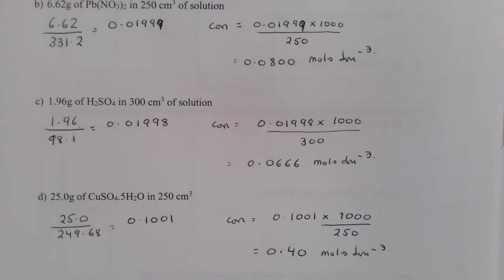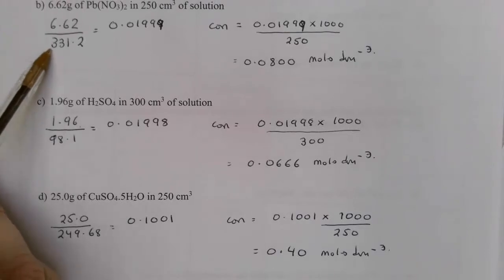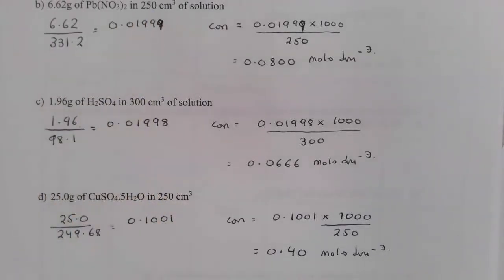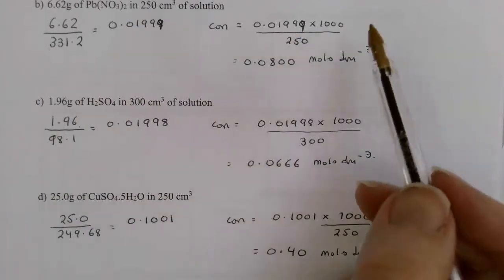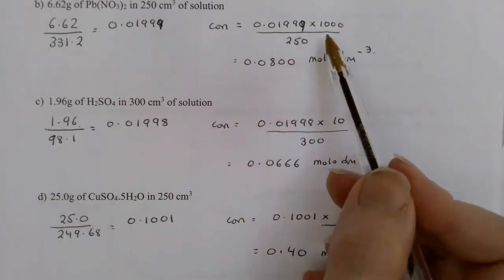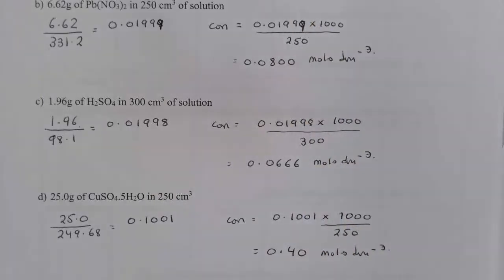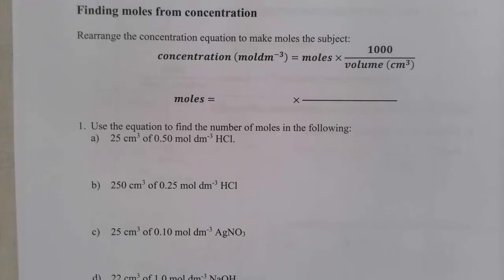And we can work out the rest of these in a similar manner. So we have mass divided by MR, which gives us moles. It's a good idea to keep this moles number in your calculator for the next step. And then it's times by 1,000 divided by the volume. And those are the same steps each time. So remember, these calculations need to be learnt. So concentration is moles times by 1,000 divided by the volume, or moles per decimetre cubed.